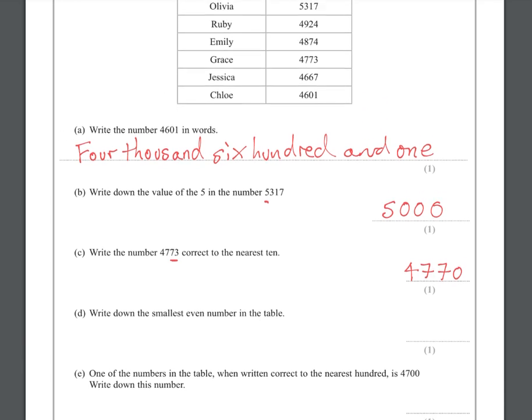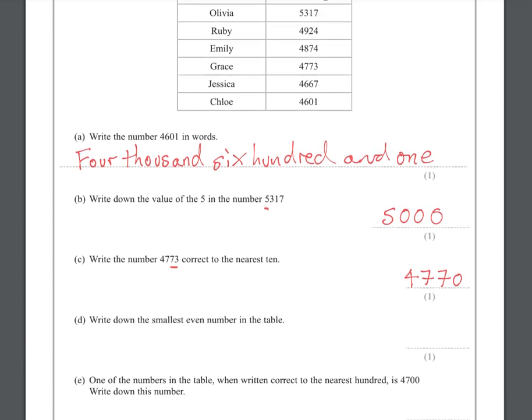Write down the smallest even number in the table. Interestingly, there are only 2 even numbers, 4924 and 4874, so the ones ending in an even number. So the smallest one of those is 4874.